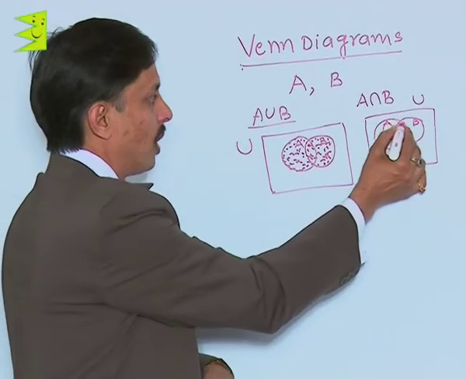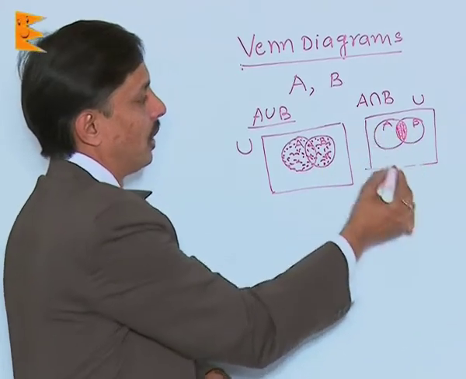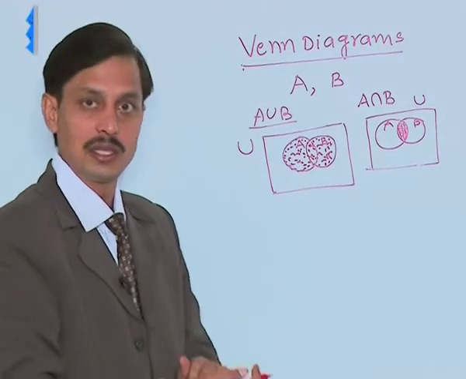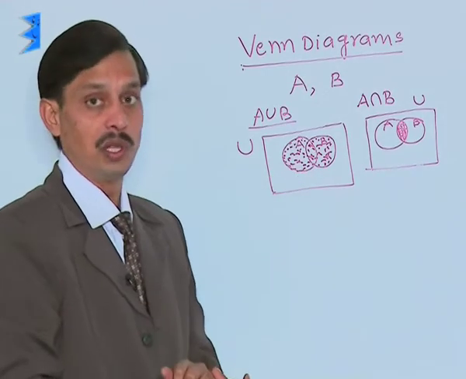So for the common zone, I am going to give a different type of shade. So this is our part A intersection B. This is A intersection B. This is A union B.